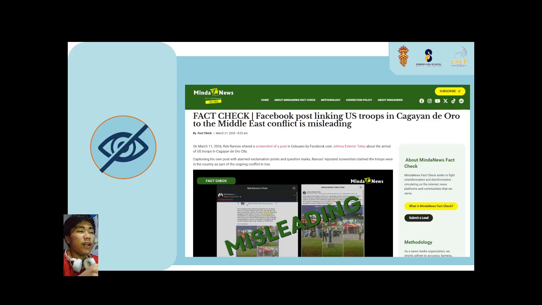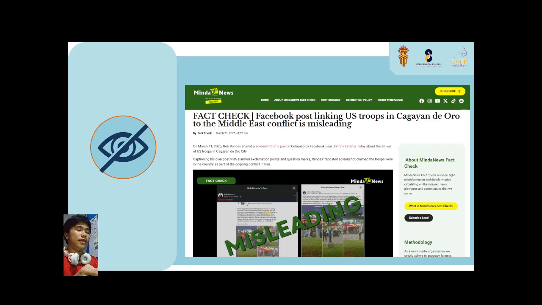As said in the debunking article of Minda News, quote, contrary to Tato's claim, the photos he shared on March 11 show that the US soldiers were in civilian clothes and not bringing weapons. It is also not true that their presence is linked to the conflict in the Middle East or the Philippines' territorial row with China in the West Philippine Sea, as some of the comments speculated.